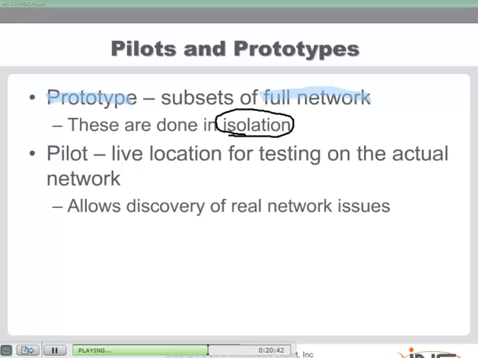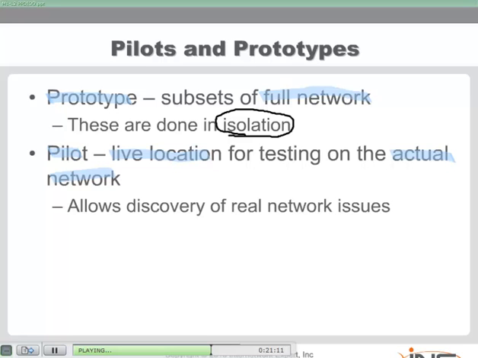Notice a pilot is when we do a chunk of the network, or even a subset or a representation of the full network, but the key is it's a live location and it is part of the actual production network. So a prototype is done in isolation. A pilot is done as part of the actual network.